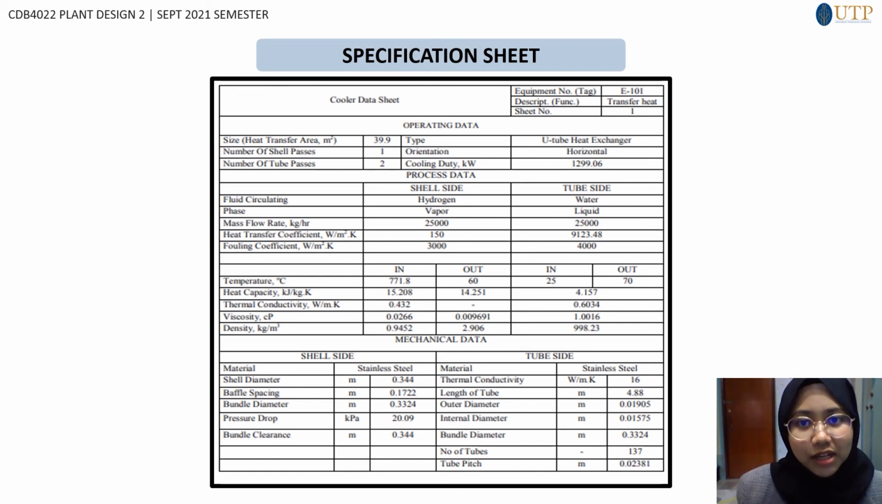The U-tube heat exchanger with an area of 39.9 square meters will be placed in horizontal orientation. Other than that, it is also noticed that the pressure drop for the shell side is 20.09 kPa, while the shell diameter is 0.344 meter. For the tube side, the length of the tube used is 4.88 meter, and the internal and outer diameters determined were 0.001575 meter and 0.01905 meter respectively. Also, the number of tubes was found to be 137 tubes.